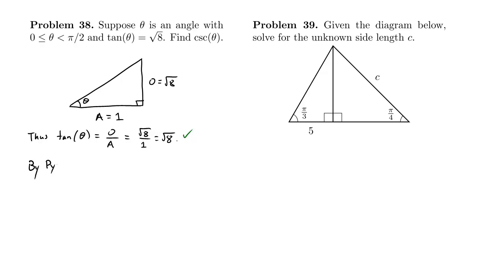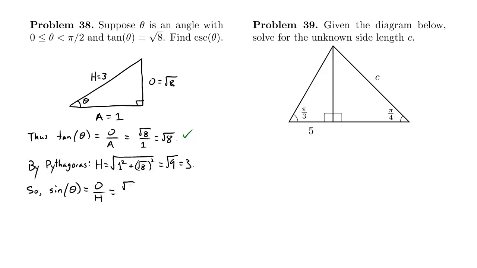Using the Pythagorean Theorem, we can now find the length of the hypotenuse. The hypotenuse of this triangle has length the square root of 1 squared plus square root of 8 squared, which is the square root of 9, or 3. We'd like to find cosecant of theta, so let's find sine of theta first. Sine of theta is the opposite side length over the length of the hypotenuse, or square root of 8 over 3. Thus cosecant of theta, which is 1 over sine of theta, is 3 over the square root of 8. In this way, we've worked our way around the triangle to go from one trig ratio to another.